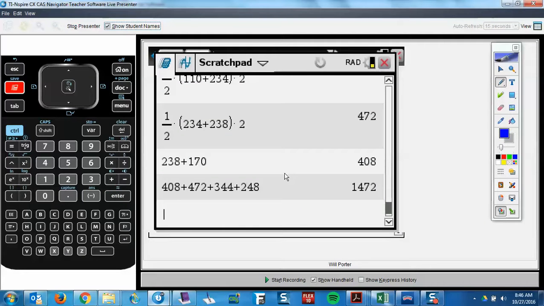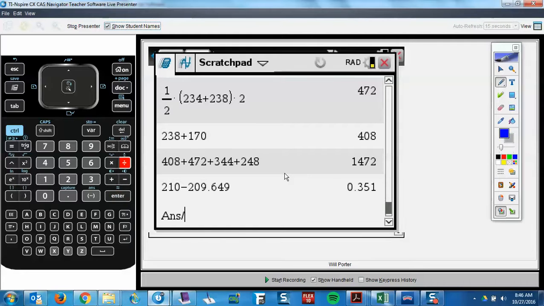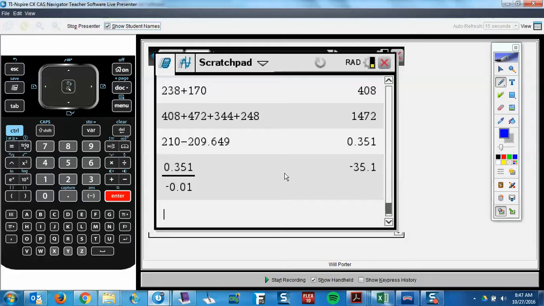Okay, do 210 minus your other number, 209, whatever that was, hit enter. Just hit enter, that'll give you your Y. And now, that's divided by what, 0.01? Be 5.0, no wait, be negative though, wouldn't it? Be the other way around, be 5 minus 5.01, so it'd be negative 0.01, okay? So right about there, negative 35.1, right?